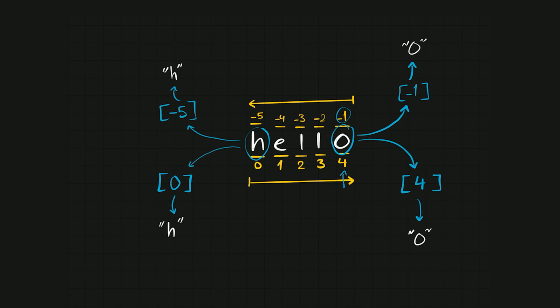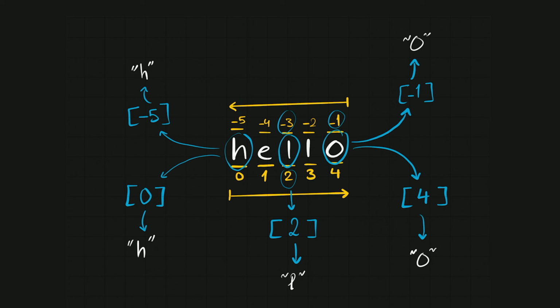Now let's go crazy and pick something in the middle. The same game: you use the brackets, put the position number of your character and extract it for you. And with that you will get the first L, or of course we can use the negative index and the same thing will happen. You will get the same character. So with that, my friend, you can extract whatever you want by just specifying the index or the position of your character, and you can use either positive or negative values.